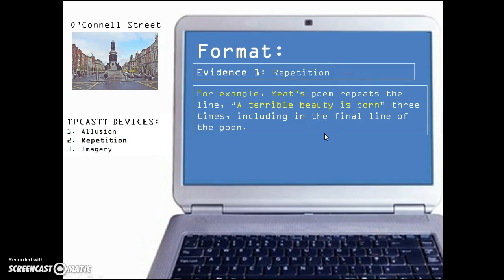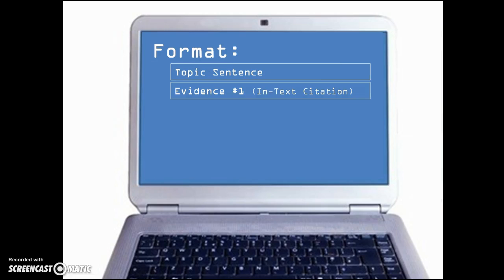Then you also need to have a quote. So in your poem, find a quote that exemplifies the device that you're going to explain. So in my case, this line is repeated, and therefore that's what I'm going to quote. Now, pause this video and go and add your own evidence to your paragraph. And when you're done, you can move on to the next sentence.